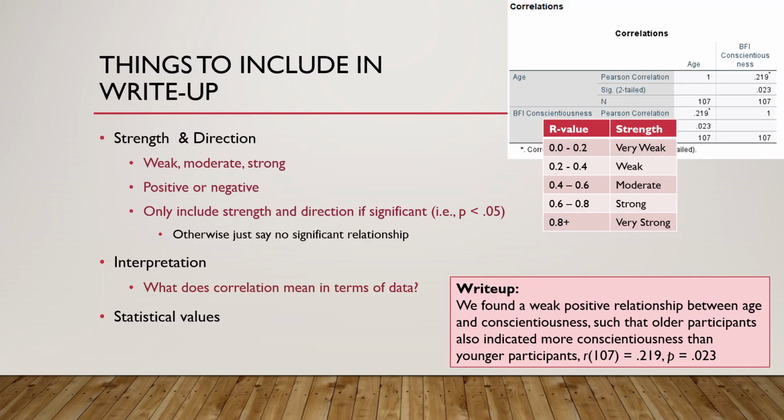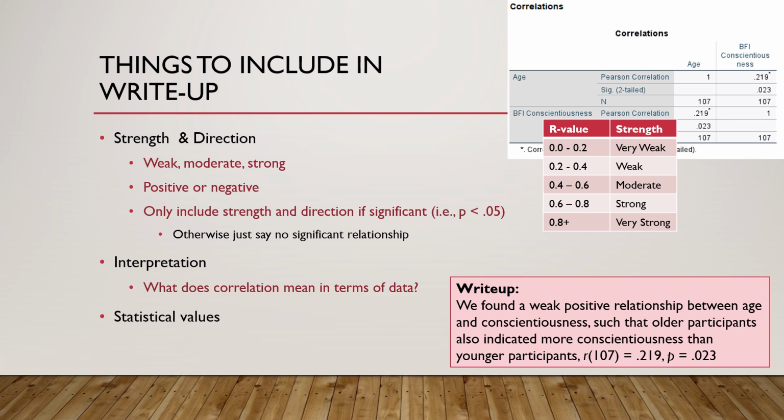All right, but we do need to interpret this information, so we need to do a write-up. You do need to include the strength and the direction in every kind of write-up you do about a correlation. First, is it weak, medium, strong? There's an accepted strength indicator based on the number. Generally we say that anything that's 0 to 0.2 is very weak, 0.2 to 0.4 is weak, 0.4 to 0.6 is moderate, 0.6 to 0.8 is strong, and greater than 0.8 is very strong.